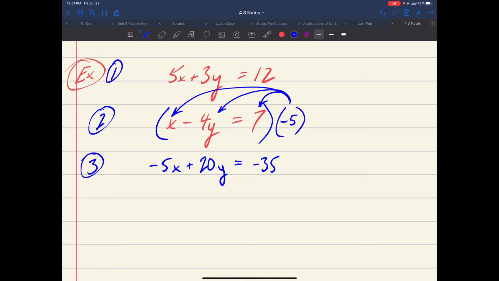So what I'm going to do is just copy that red equation. I'll copy it down here. Equation 1.